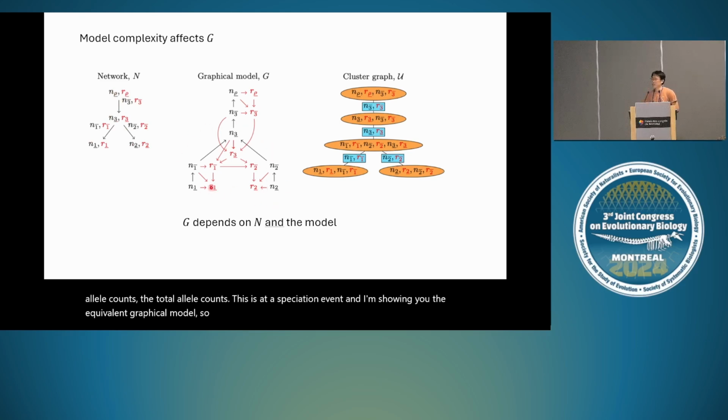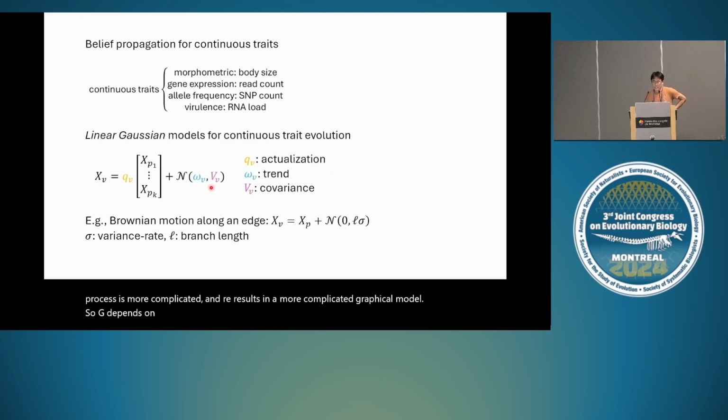So incorporating incomplete lineage sorting via the coalescent process is more complicated. It results in a more complicated graphical model. So G depends on both the network and the model.